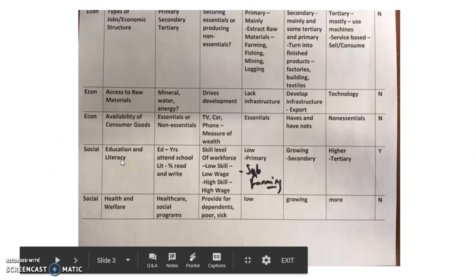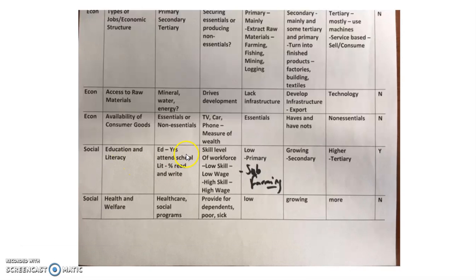Next is social. Under social, we have education and literacy. Education is the average number of years that people attend school, and literacy is the percentage of people who can read and write. This gives you the skill level of your workforce. Low skill tends to be low wage, meaning they don't make a lot of money, so that means they typically don't have a lot of education and literacy. High skill is high wage, meaning they make more money.